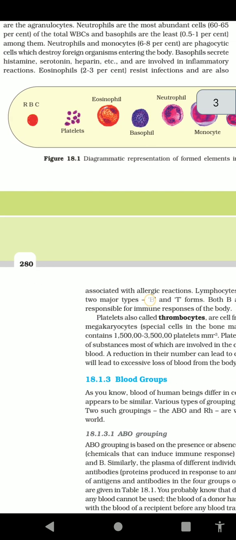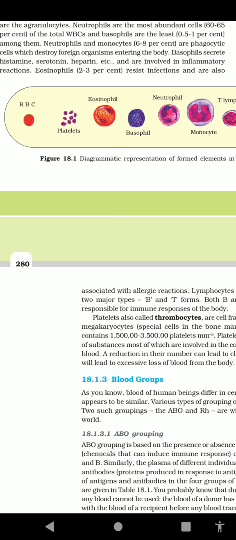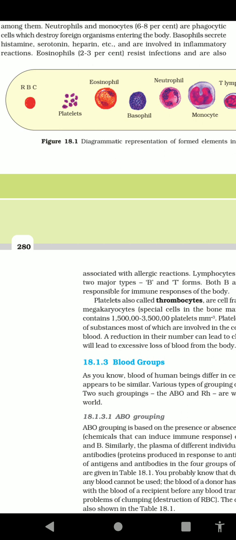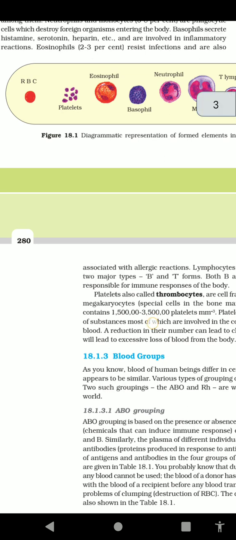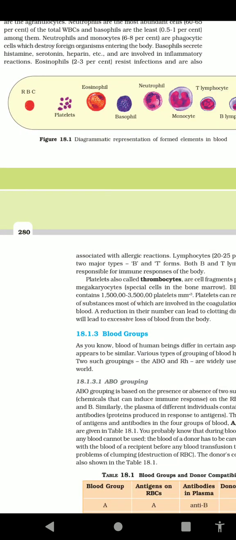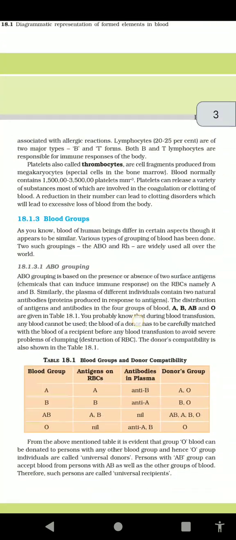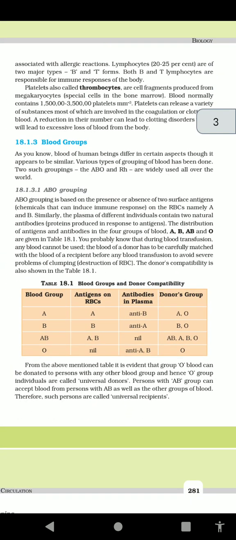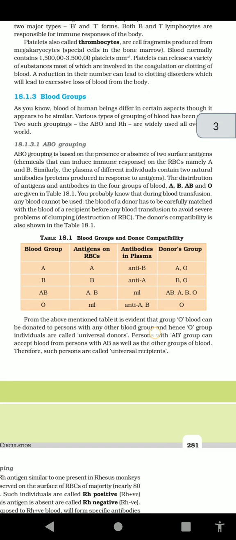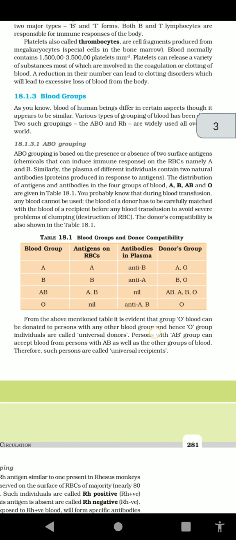Among them, the neutrophils and the monocytes, 6 to 8%, are phagocytic cells which destroy foreign organisms entering the body. Basophils secrete histamine, serotonin and heparin, etc., and are involved in inflammatory reactions. Eosinophils resist infections and are also associated with allergic reactions. Lymphocytes are 20 to 25% of the WBC. The two major types are the B lymphocytes and the T lymphocytes. Both B and T lymphocytes are responsible for the immune response of the body.